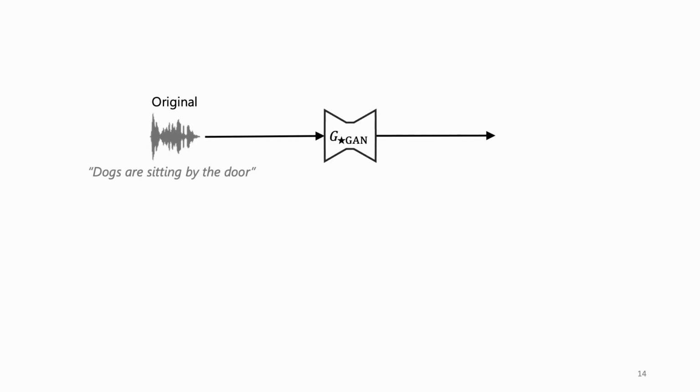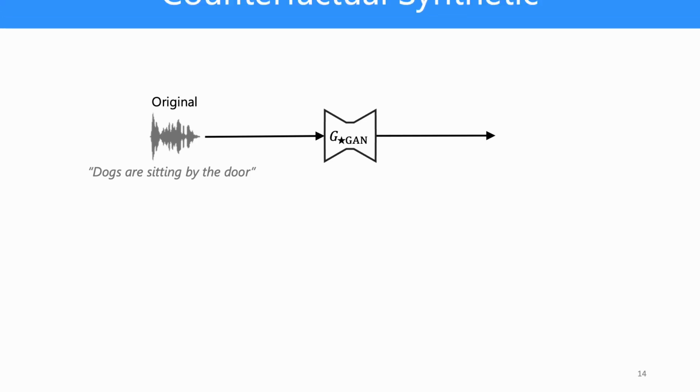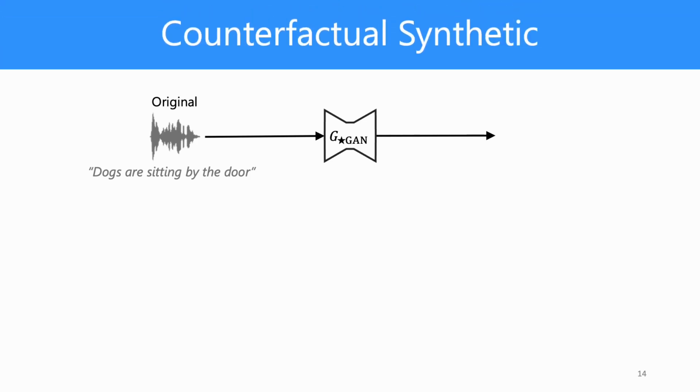Given the original voice to be recognized, we used StarGAN, a generative model, to construct realistic speech samples as a counterfactual synthetic explanation, which converts the speech into a specific emotional style, such as angry.